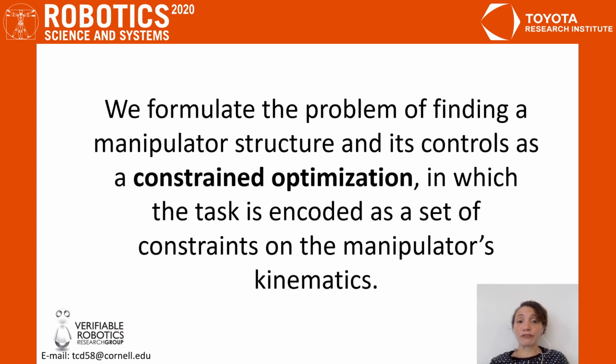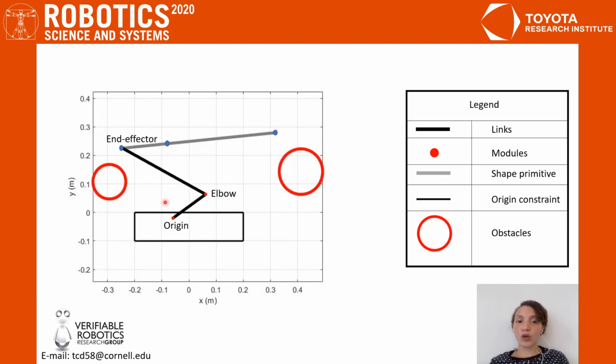We formulate the problem of finding a manipulator structure and its controls as a constraint optimization, in which the task is encoded as a set of constraints on the manipulator's kinematics. In our formulation, the decision variables are the position of the manipulator at certain points of the shape primitives. For example, for a 2-degree freedom manipulator in a task that is only a line segment, the decision variables will be the position of the origin and the elbow of the manipulator, such that the end-effector is able to reach the extremity points of the shape primitive, as well as the closest point to the origin on the shape primitive.